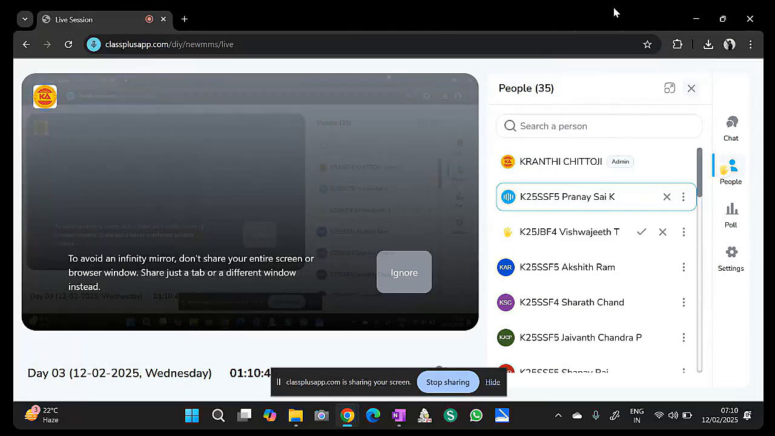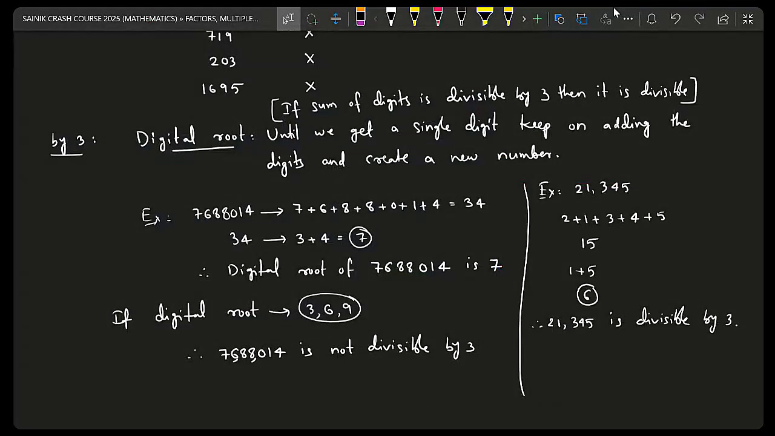Pranay, you have any doubt? Sir, if a number is divisible by 3, it is always divisible by 6 and 9? No, we can say if a number is divisible by 6, then it is divisible by 3. But if a number is divisible by 3, there is no guarantee that it is divisible by 6.